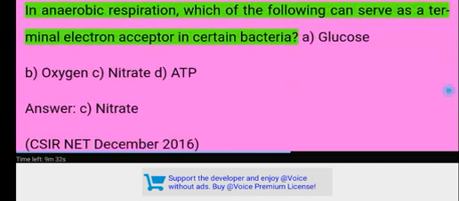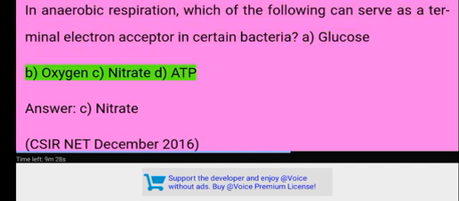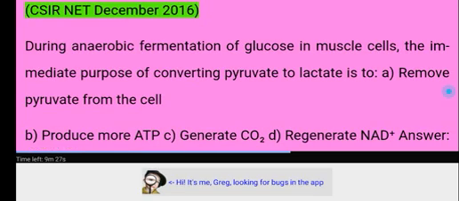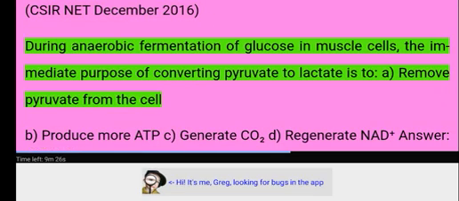CSIR-NET previous year questions. CSIR-NET June 2017. In anaerobic respiration, which of the following can serve as a terminal electron acceptor in certain bacteria? A. Glucose. B. Oxygen. C. Nitrate. D. ATP. Answer: C. Nitrate.